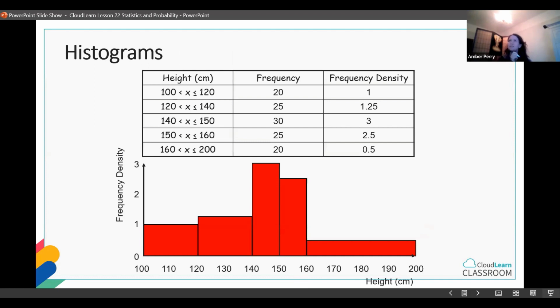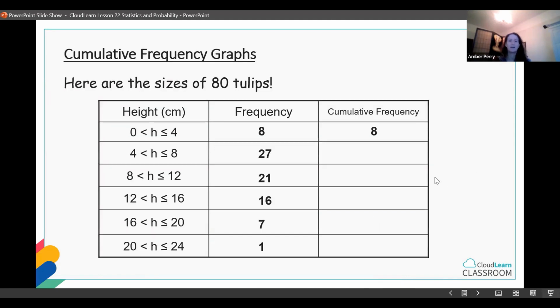Does anyone have any questions on histograms? No. Okay, and we've got time to do cumulative frequency graphs, and then we'll push probability back to our next session because we've got a bit of space in next session anyway.